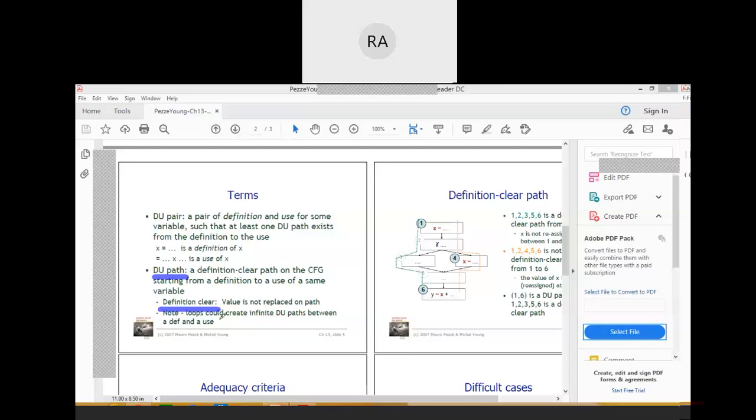Sometimes it so happens that if there are any loops within your code, then it may create infinite DU paths between definition and use. Whenever n number of loops are present within your code, there are chances of having infinite DU paths between definition and use of a specific variable. These terms are very important for understanding data flow testing. What do you mean by DU pair? What do you mean by DU path? What do you mean by definition clear path? You have to know these things.